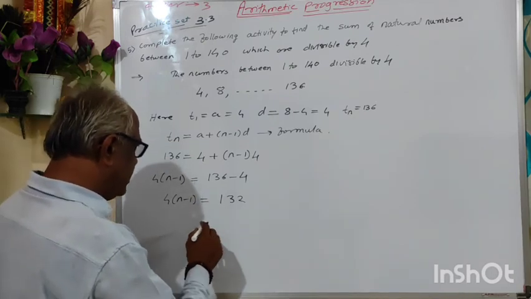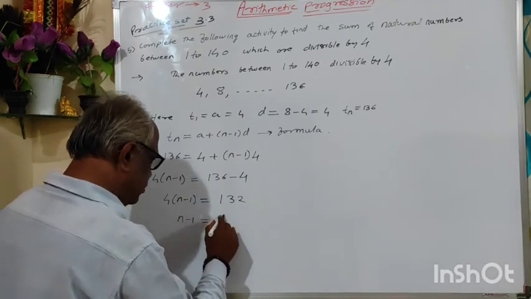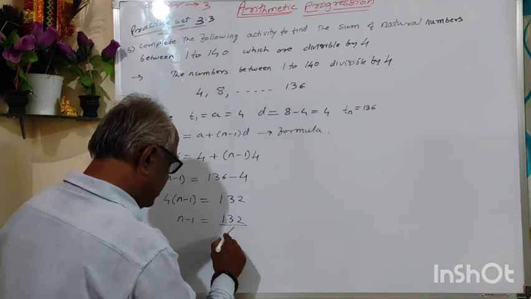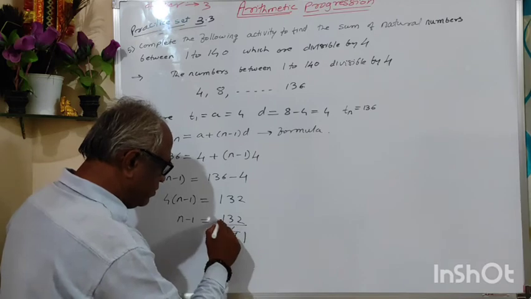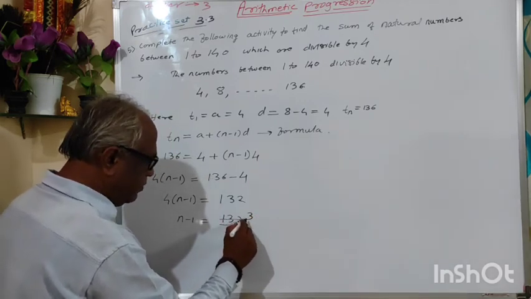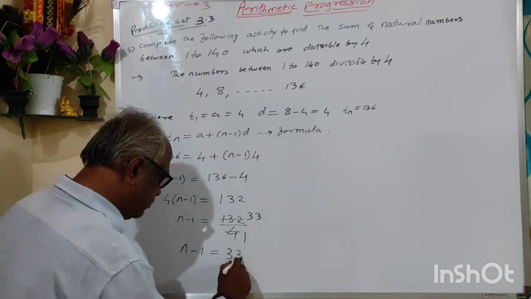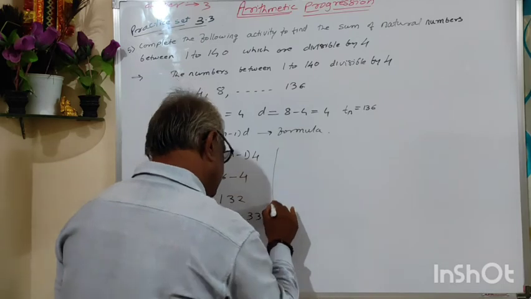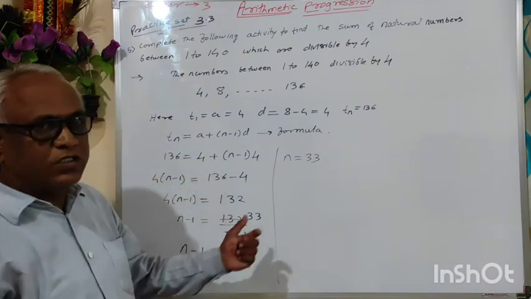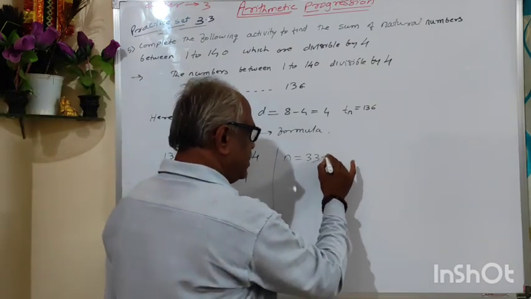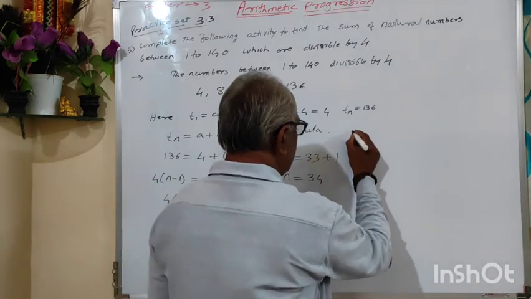We will get 132. So now here n minus 1 is equal to 132 divided by 4. 4 ones are 4, 4 threes are 12, that is n minus 1 is equal to 33. Therefore, here n is equal to 33 plus 1, shifted to the other side it becomes plus 1. So n is equal to 34. Now here we got n is equal to 34.